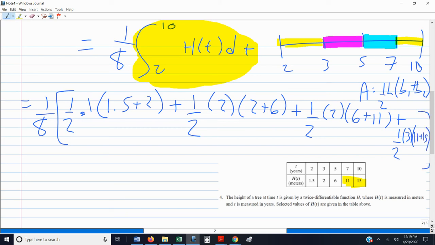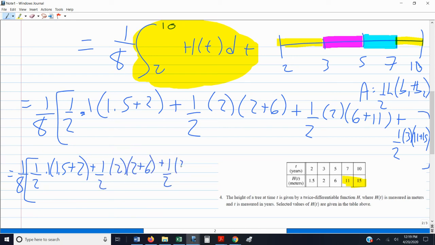Oh, goodness. Okay. I'm going to just rewrite that because of my spacing. So I have 1/8, that 1/8 is from the average value formula. So that's getting multiplied by everything. I have 1/2 times 1, 1.5 and 2. I have 1/2 times 2, 2 and 6. I have 1/2 times 2, 6 and 11. And I have 1/2 times 3, 11 and 15. And I'll put that ending bracket, and then I'm going to just fix this little plus sign right here.